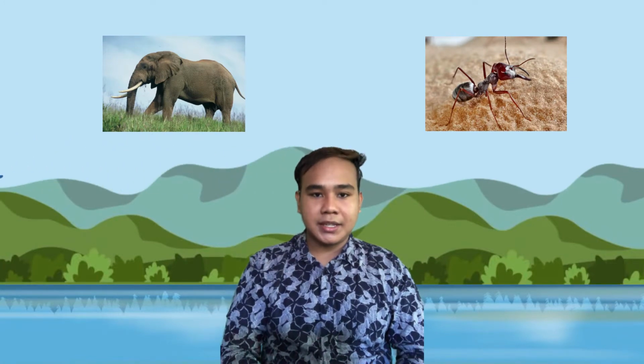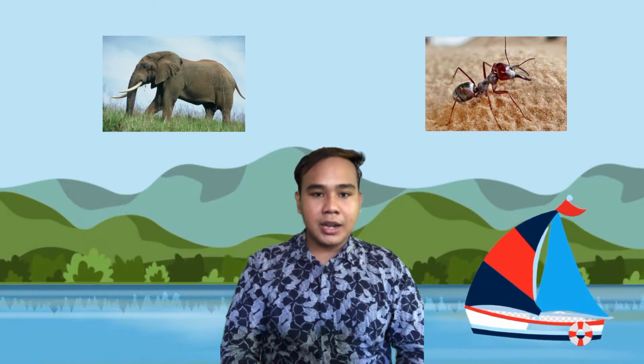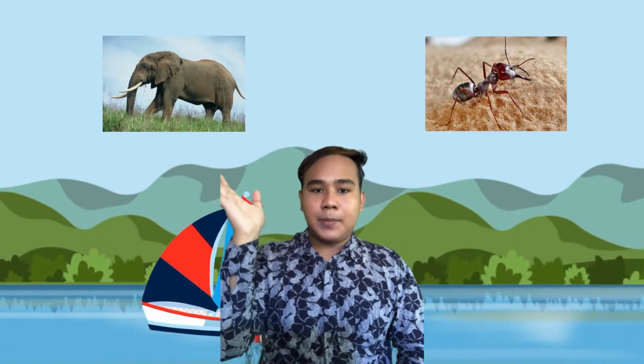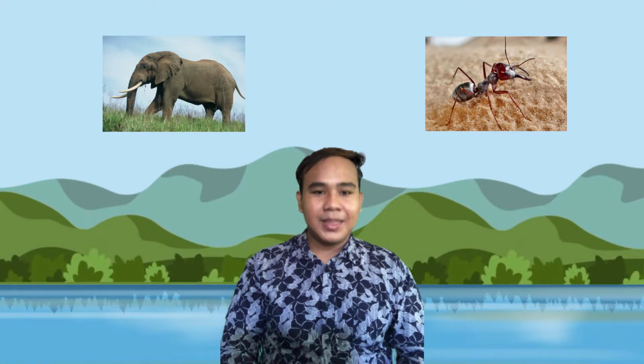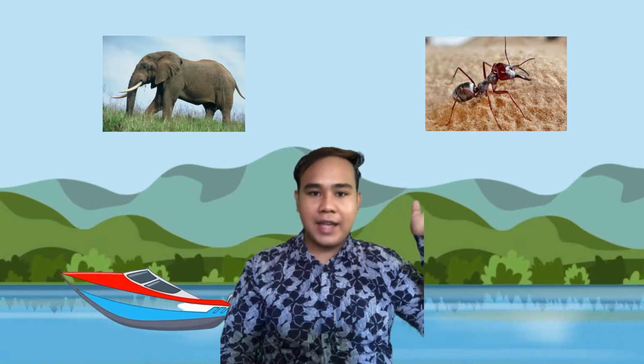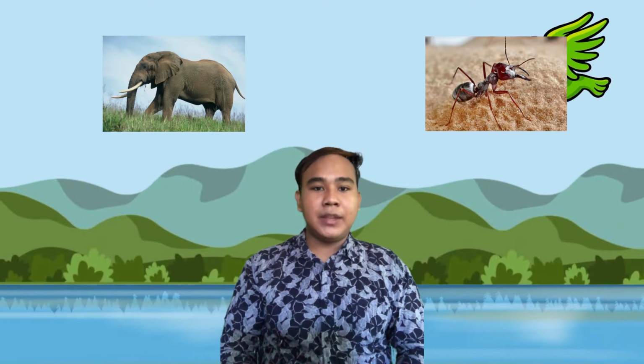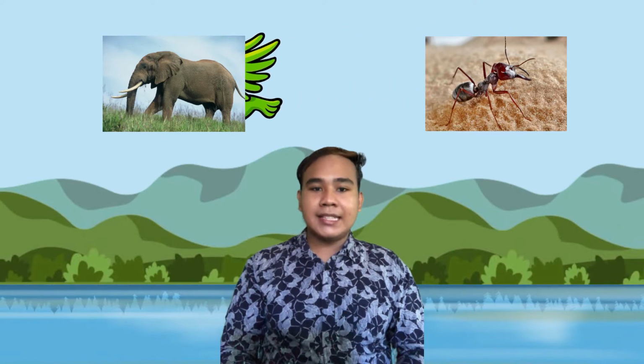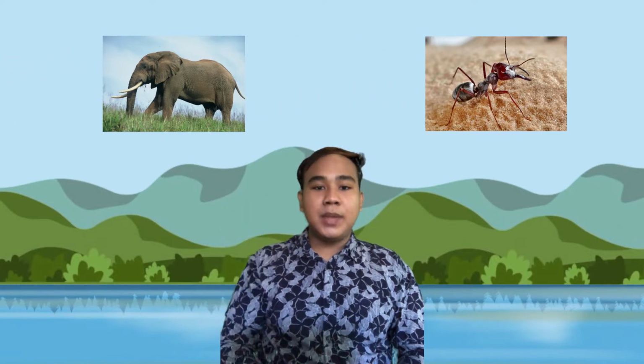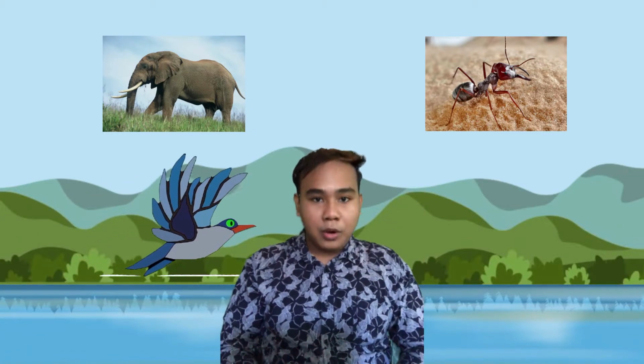Before I explain our material, I want you to take a look at these two pictures and I will ask you some questions. Based on the picture, how do you compare elephant and ant? Yes, elephant has a big body. And what about the size of ant? Ant is small. So, if we compare the two animals, we can say that elephant is bigger than ant or ant is smaller than elephant.